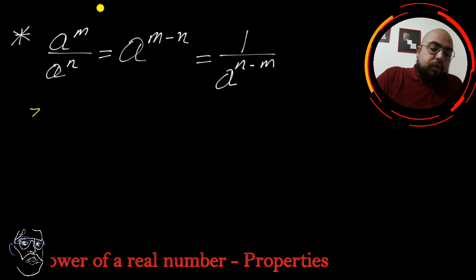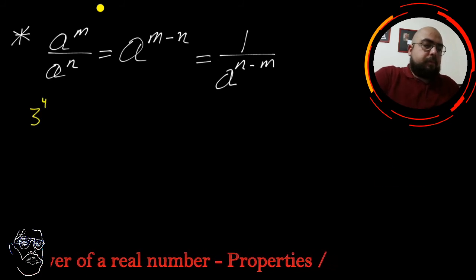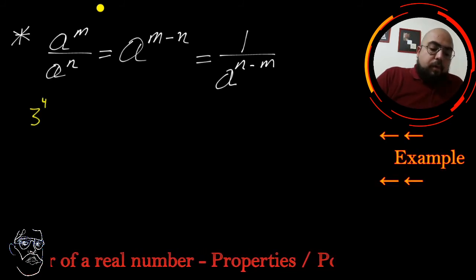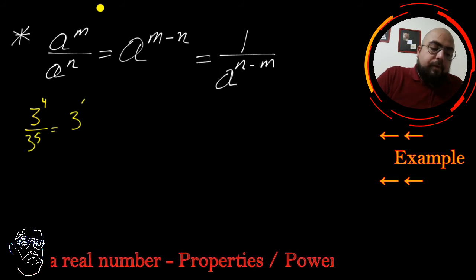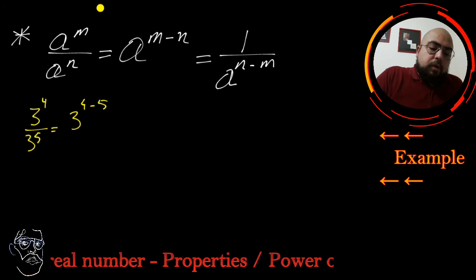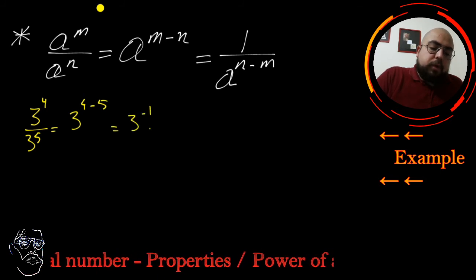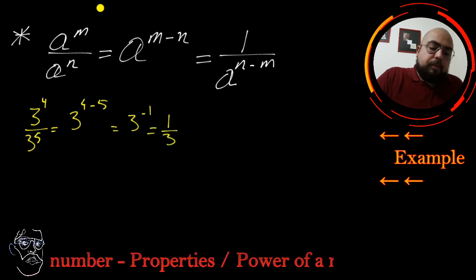Let's say we have 3 to the power of 4 over 3 to the power of 5. You can say that it's 3 to the power of 4 minus 5. So it's 3 to the power of minus 1, which can be written as 1 over 3.